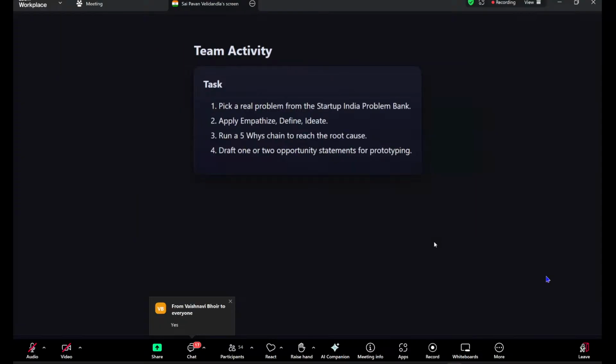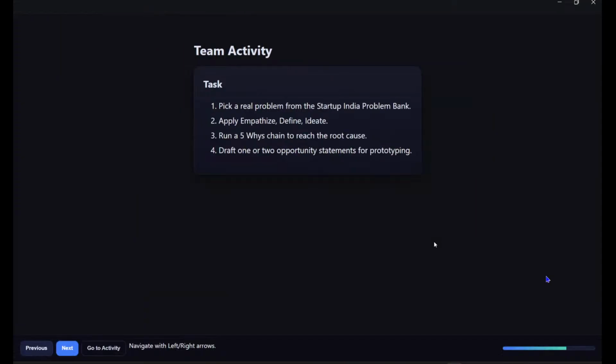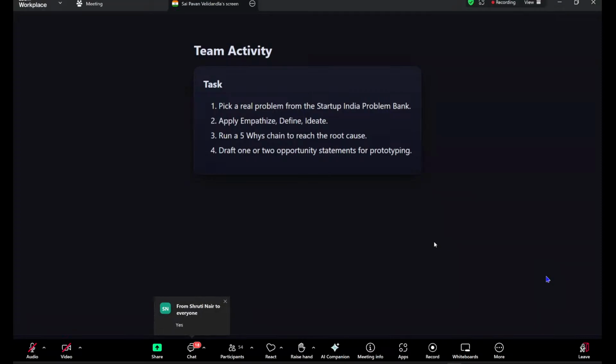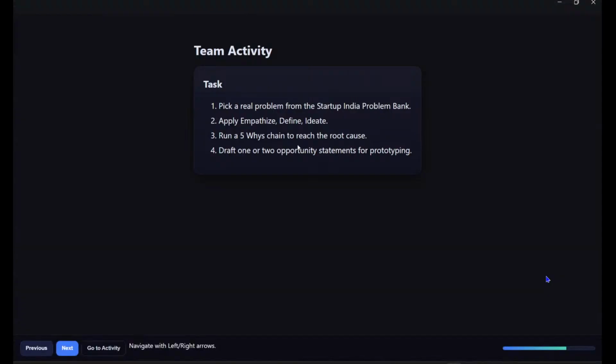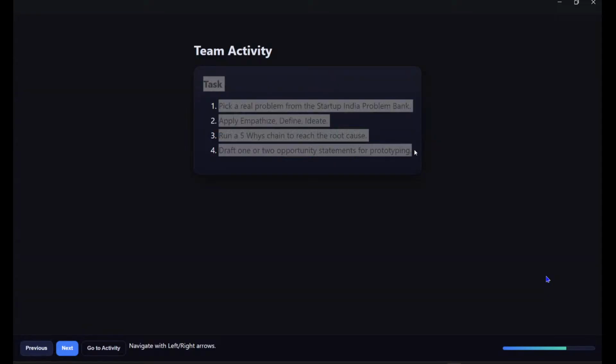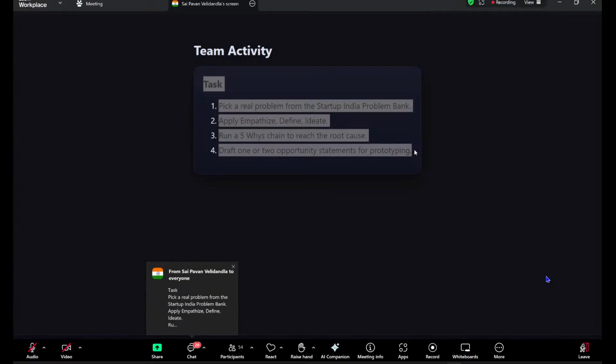Right, it's time for the team activity now. Pick a real problem for Startup India from the Startup India problem bank, and apply the design thinking process: empathize, define, ideate. Run a 5 Whys chain to reach the root cause. Draft one or two opportunity statements for prototyping. I'm sharing the steps in the chat so that you can easily follow along.